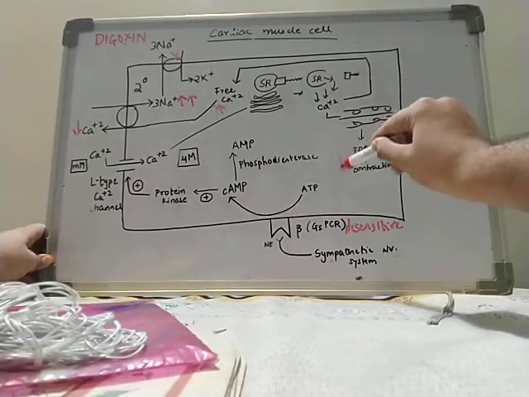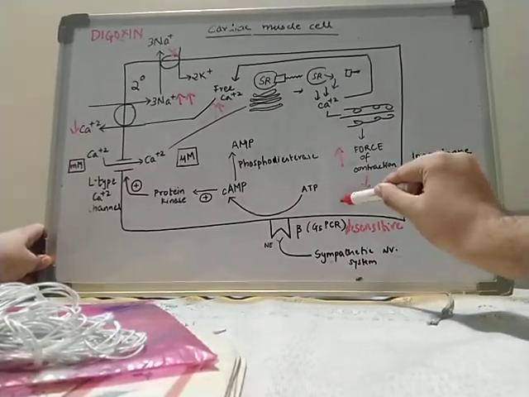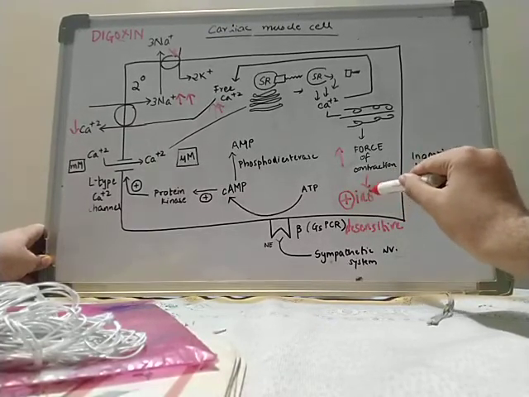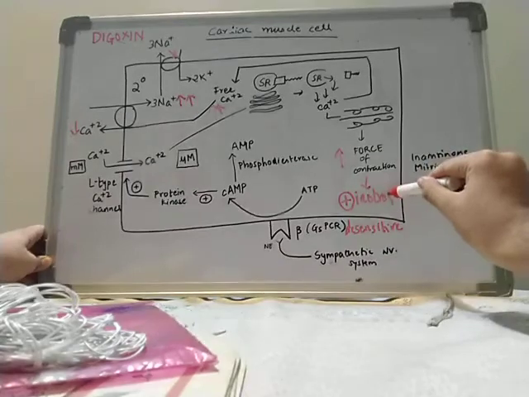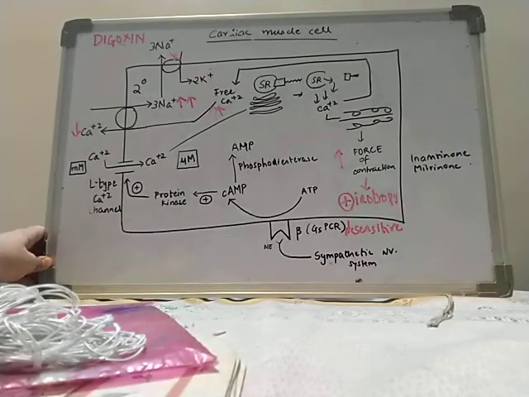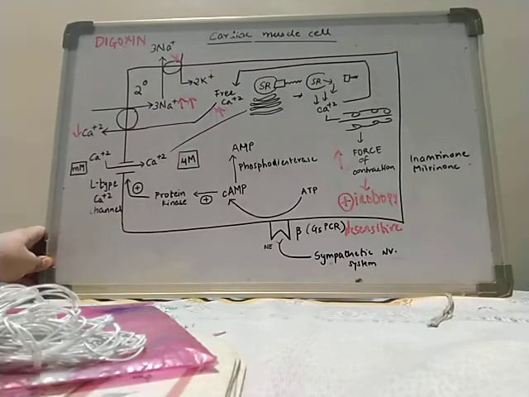This is known as positive inotropic effect. So this was the mechanism of action of digoxin. It increases the force of contraction, and this way it helps in acute congestive heart failure.